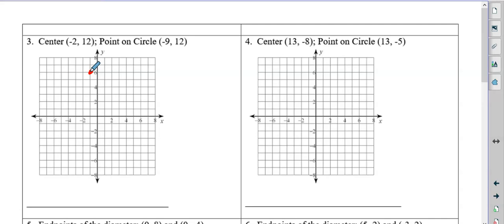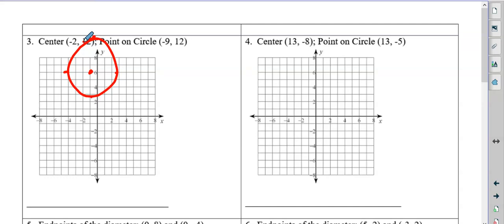Okay, and a point on a circle at negative 912. So 2, 4, 6, 8, 9 will be right here. Okay, so that's 2, 4, 5, 6. So 2, 4, 6, 7, right in the middle there. And this one's going to be off the chart. Something like that.